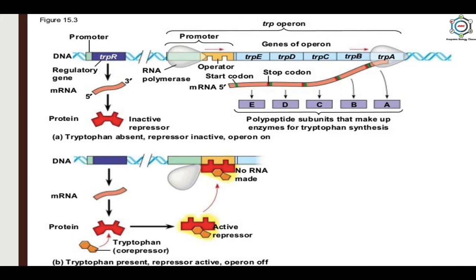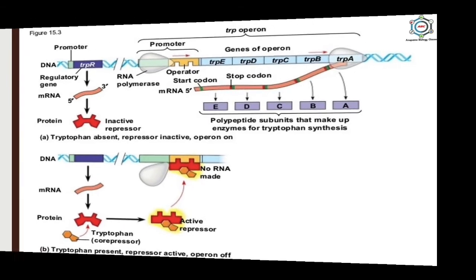And the next is the promoter gene. These genes lie adjacent to the operator gene. It marks the site where the RNA polymerase enzyme binds. When the operator gene is turned on, this enzyme moves over the operator gene to the structural genes and transcription starts.